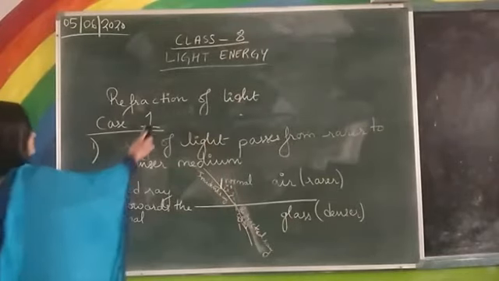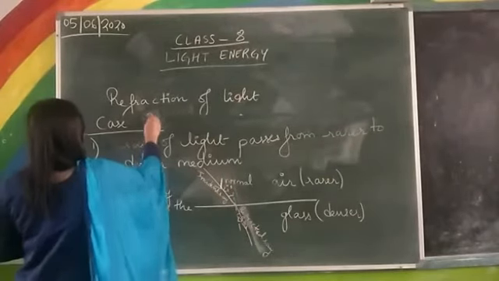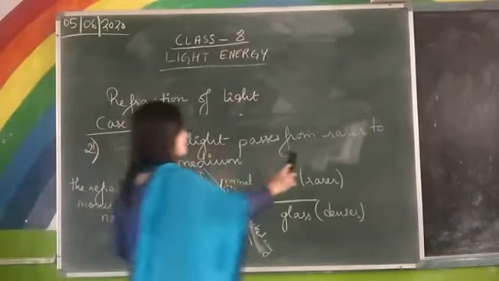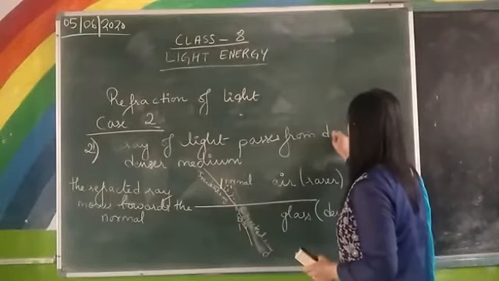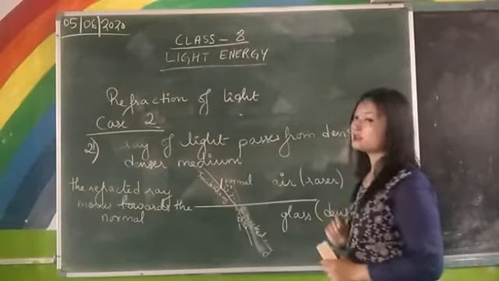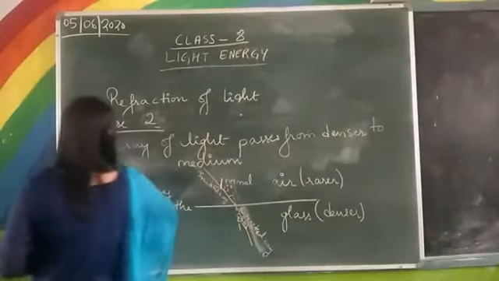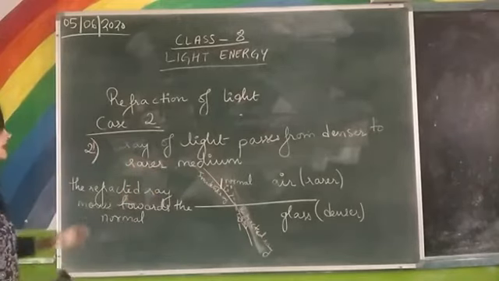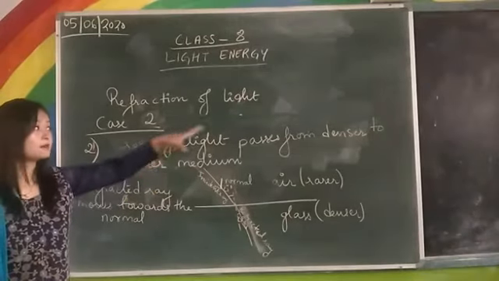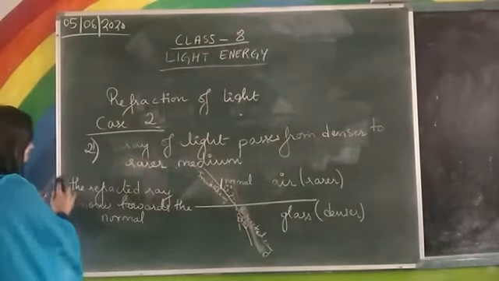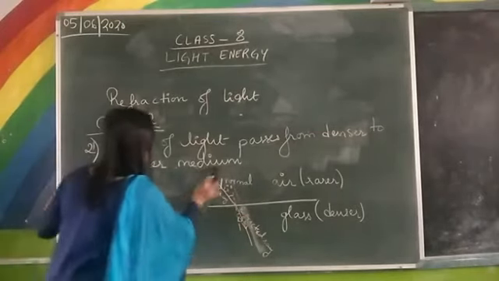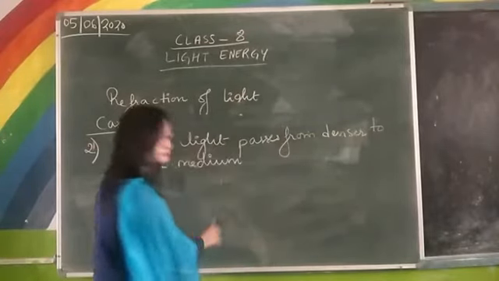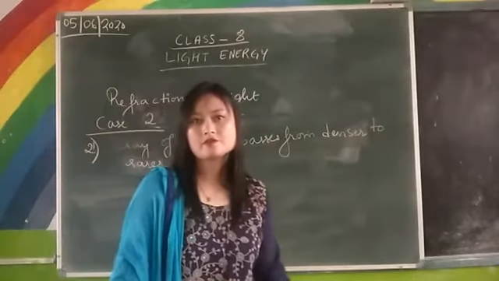Now, case 2, that is your second case. What if a ray of light passes from the reverse, that is, from a denser medium to a rarer medium? Just the reverse, okay? That is what happens when a ray of light passes from denser to a rarer medium. So when a ray of light passes from denser to rarer medium, what happens? You can make it out from yourself only.